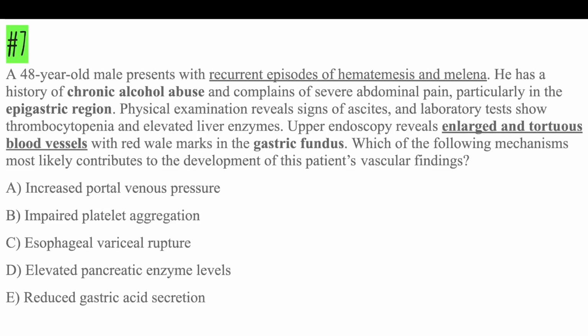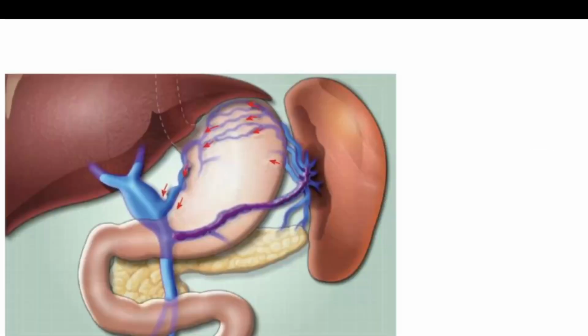And then last, E, reduced gastric acid secretion. While potentially related to GI conditions, it's not a primary mechanism contributing to the development of gastric varices. Gastric varices are primarily associated with portal hypertension, as we saw in choice A. So that's going back to here. This increase in portal hypertension is that big thing.